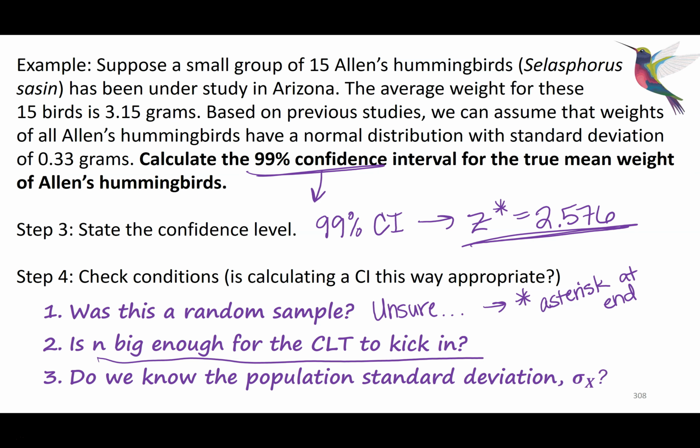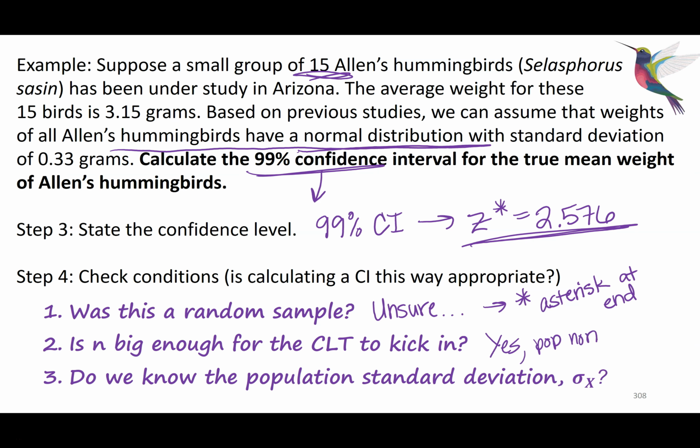Is n big enough for the central limit theorem to kick in? So one thing that's useful, we have a sample of 15. Since we know that the population of hummingbird weights is normal, yes, population is normal. So n equals 15 is big enough. Quite honestly, since we knew the population was normally distributed, any sample size would have been big enough. And then do we know the population standard deviation sigma of x? Yes, that's 0.33 grams. So on all counts, we were good with the conditions.